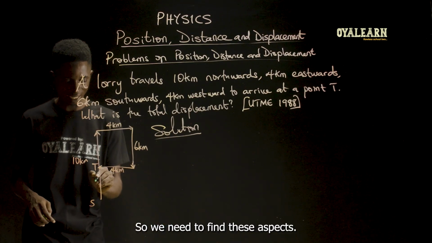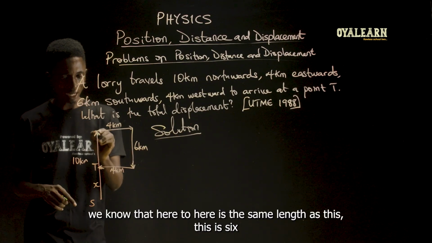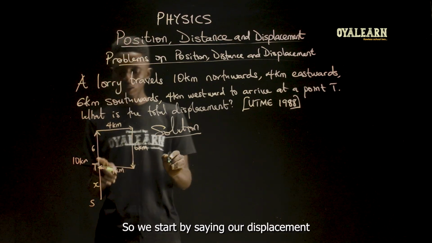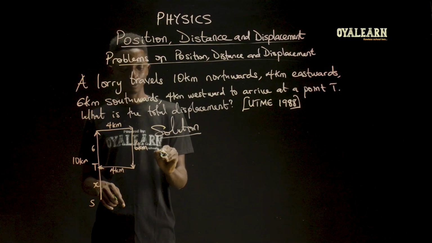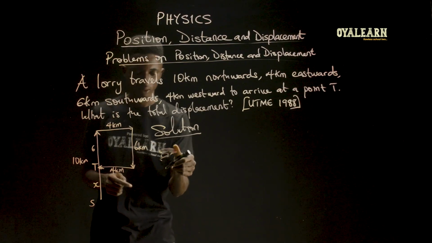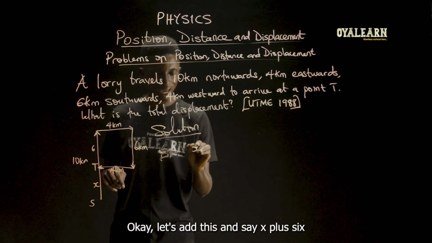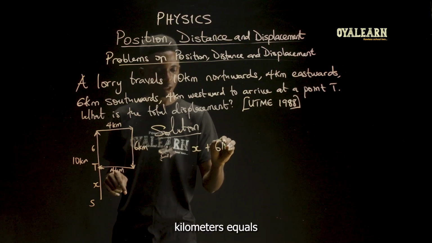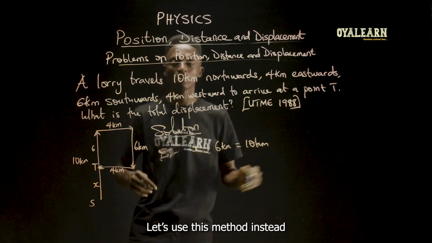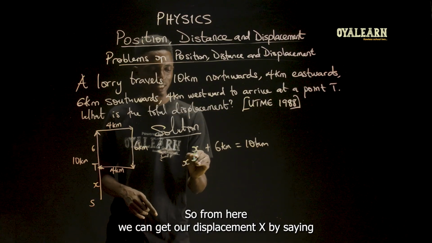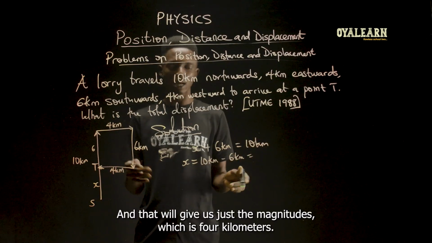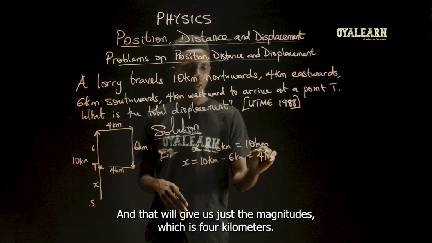So we need to find this as x. Now, if this is x, we know that here to here is the same length as this. This is 6. And it is these two that makes 10 kilometers. So we start by saying our displacement equals, now to get that, let me use this method instead. Okay, let's add this and say x plus 6 kilometers equals 10 kilometers. So from here we can get our displacement x by saying 10 kilometers minus 6 kilometers. And that will give us just the magnitude, which is 4 kilometers.